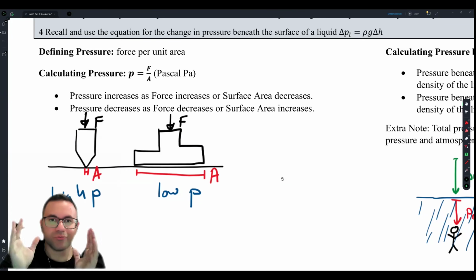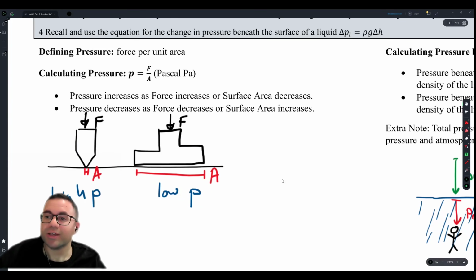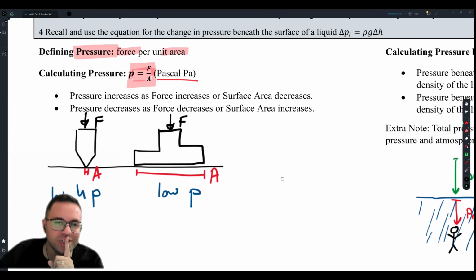The effect of focusing a force over a specific area, large or small, is called pressure. So pressure is force over area, force per unit area, F over A. The unit of measurement of pressure is called Pascal, only if you use SI, meaning Newton per meter squared.